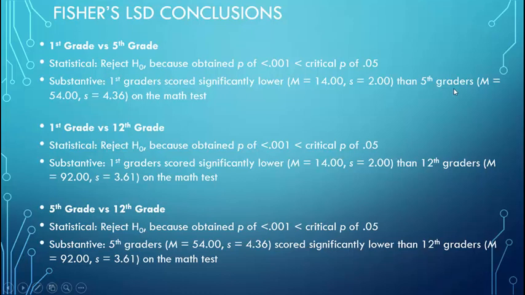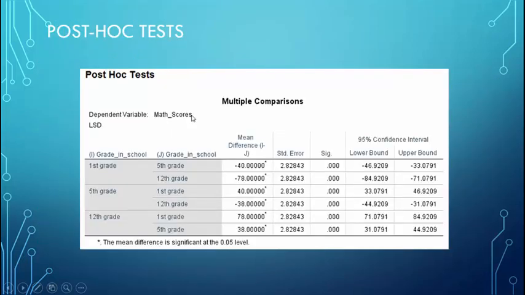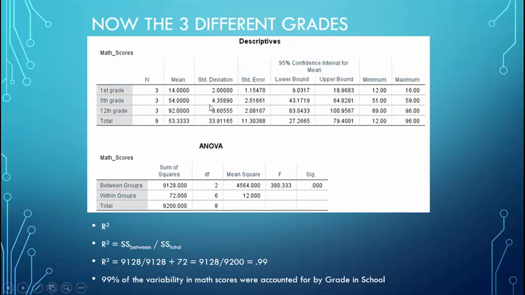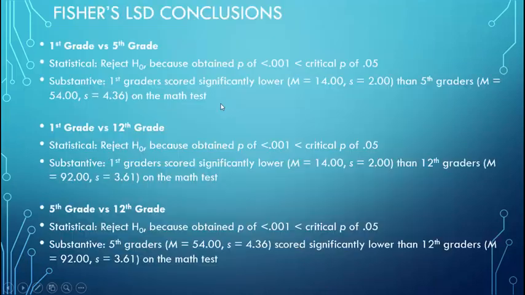Then fifth graders, who had a mean of 54 and a standard deviation of 4.36 on the math test. First compared to 12th, again, we reject the null because our obtained P of less than 0.001 is less than the critical P of 0.05. First graders scored significantly lower. Again, there's their mean and standard deviation. Then 12th graders, who have a mean of 92 and a standard deviation of 3.61 on the math test.